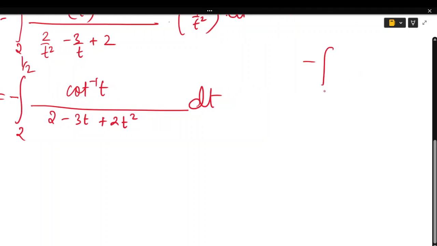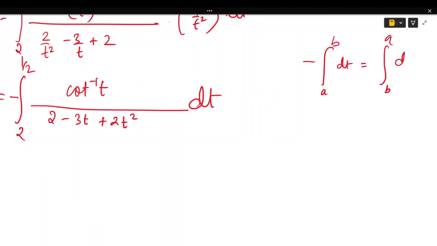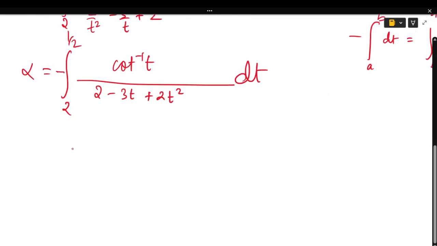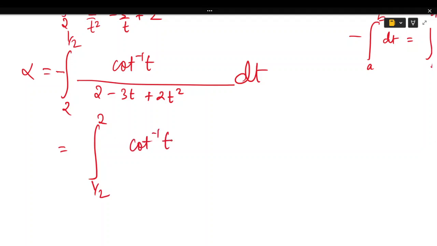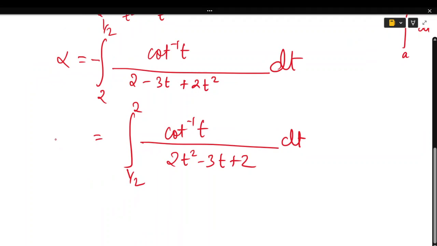Because we know minus integration a to b dt can be written as integration b to a dt. So if we interchange the upper limit and lower limit, it will be 1 by 2 to 2, cot inverse t divided by 2t square minus 3t plus 2 dt.